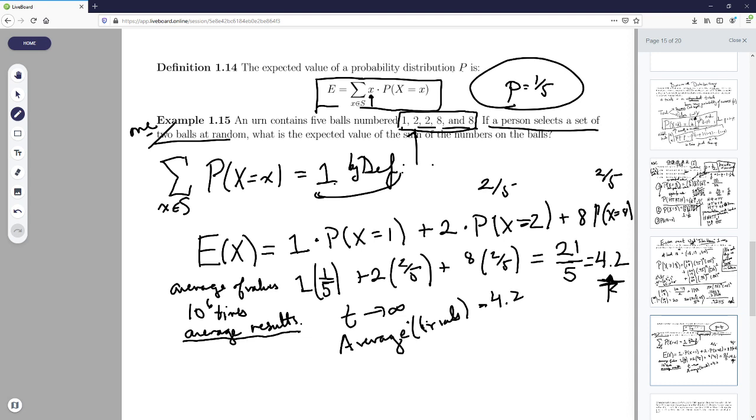And so you see that that's a little bit more technical than just saying, oh, I expect if I roll this die once, I expect to get a 3, right? Or whatever kind of expected value you might say it is.